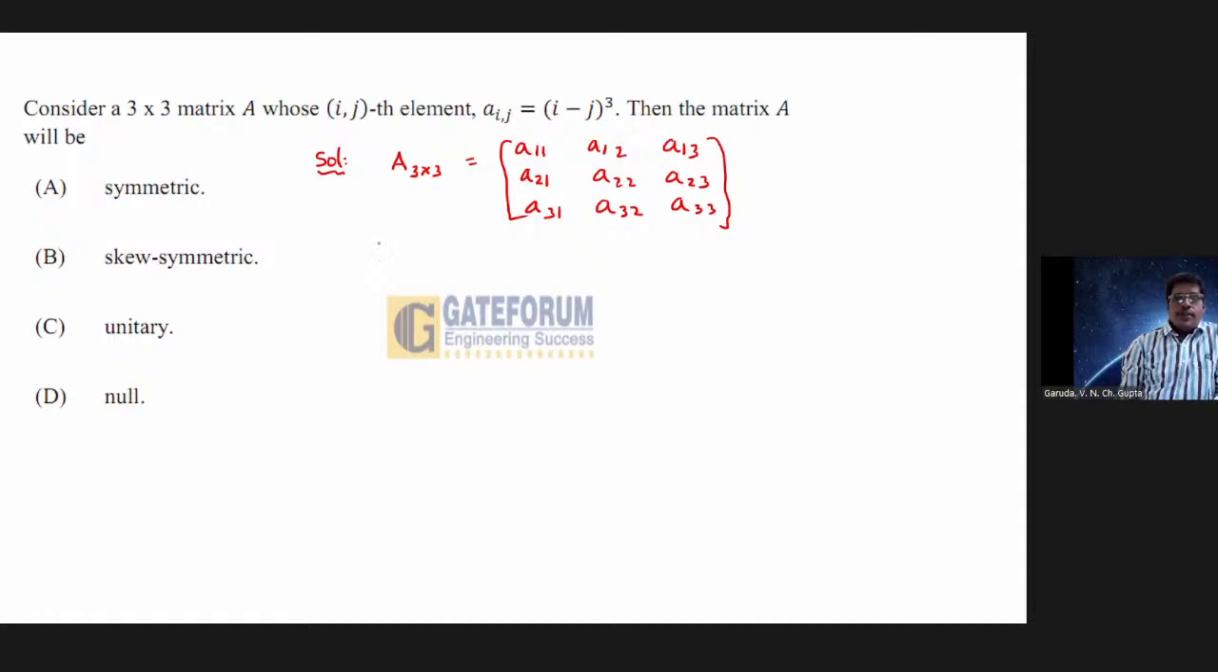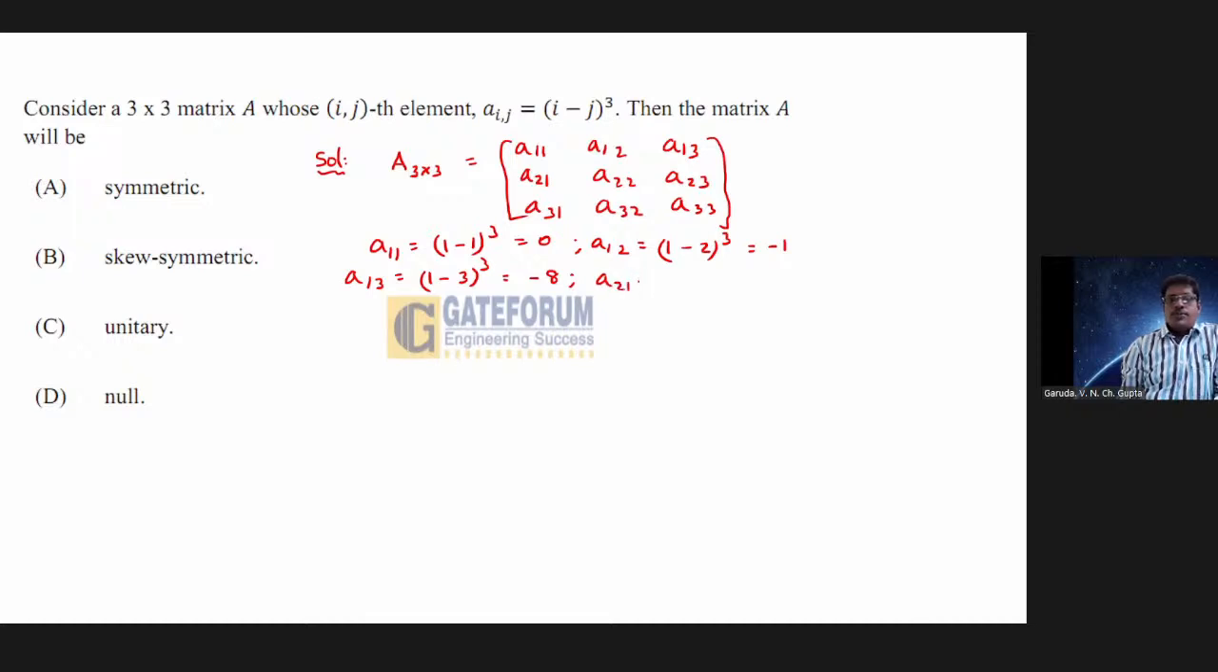So what is A11? i value 1, j value 1. So (1 minus 1) whole cube. This simplifies to 0. So what is A12? i value 1, j value 2. (1 minus 2) whole cube. This simplifies to (minus 1) whole cube, which is minus 1. A13, i value 1, j value 3. So (1 minus 3) whole cube. So this is (minus 2) whole cube, which is minus 8.